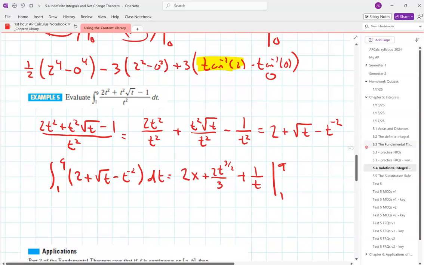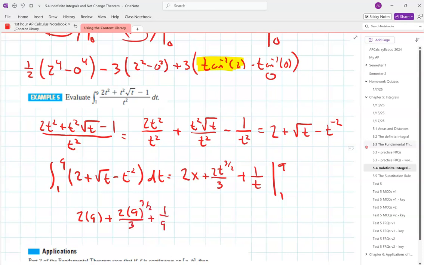Notice here that I'm just condensing my work, right? I still did the same thing, I'm just not showing as much. But you can clearly see each antiderivative. So I have 2 times 9 plus 2 times 9 to the 3 halves over 3 plus 1 over 9 minus 2 times 1 minus 2 times 1 to the 3 halves over 3 minus 1 over 1. And then it's just grinding that out. Is everybody okay with how I did that?